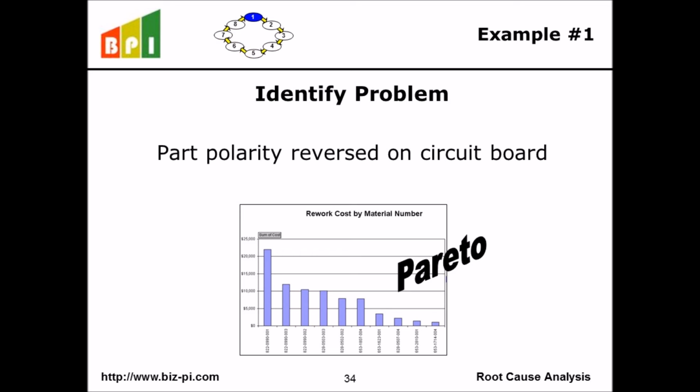Step 1, identifying the problem. A part polarity has been reversed on a circuit board. This may have been one incident or a recurring problem identified from a Pareto chart.